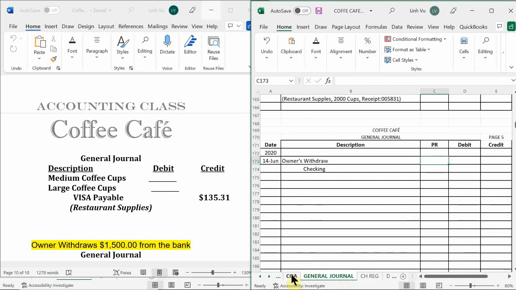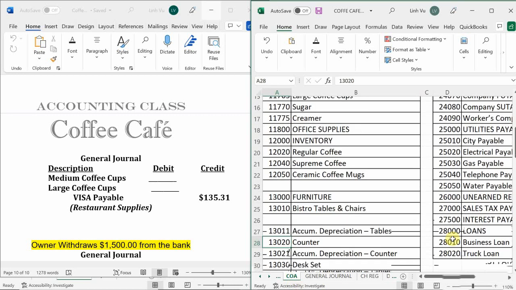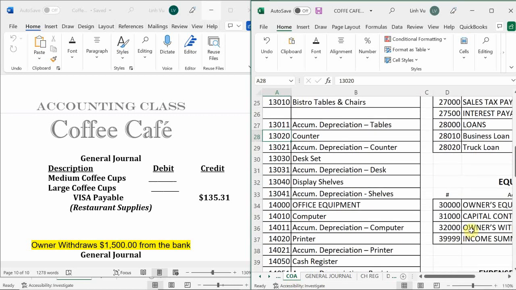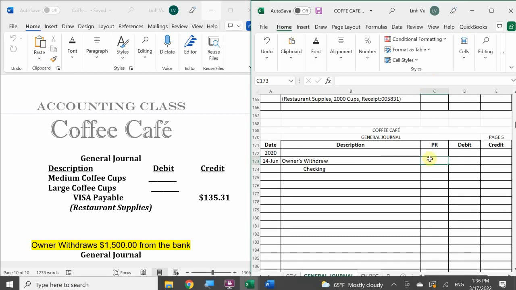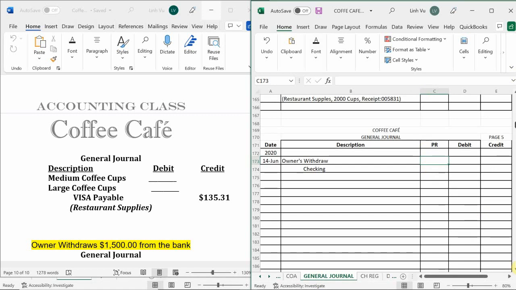So let's check first the chart of accounts, right? What account is an owner's withdrawal? The account number is 32,000, right? It's part of equity because he's purposely decreasing money from his equity because he's taking money out from his equity, right? He's taking his original investment and pulling the money out. So in this case, he is intentionally decreasing his equity by doing an owner's withdrawal, which is account number 32,000. And he's going to be writing this out for $1,500.